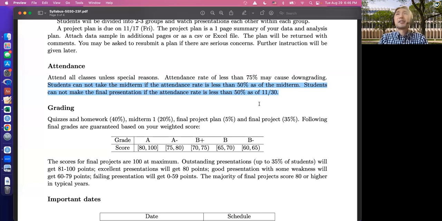But after COVID, some students made very strange requests. They did not appear until the midterm. Then after that, they asked me to postpone the midterm twice or something. That does not make much sense, so I put this in as a rule.